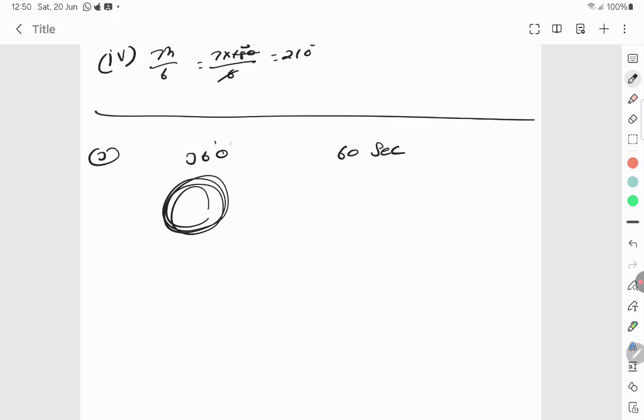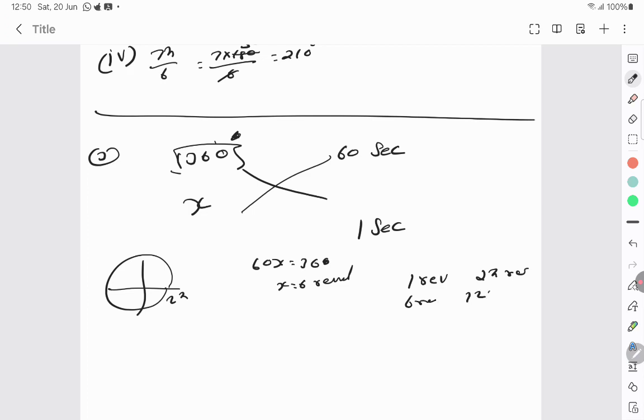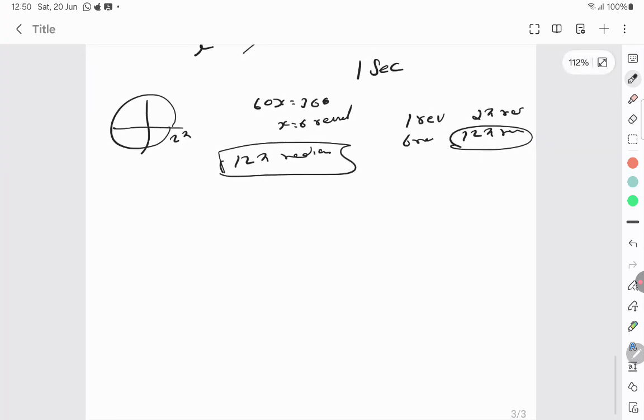First we'll find the revolutions. 360 revolutions in 60 seconds. In 1 second, how many revolutions is it covering? It's 60 into x is equal to 360, so x is equal to 6 revolutions. And 1 revolution covers 2 pi radian. You know, 1 full revolution is 2 pi radian. So 6 revolutions is 12 pi radian, obviously. So 12 pi radians is the radian measure for this question. Did they ask the answer in radians only? Yes.